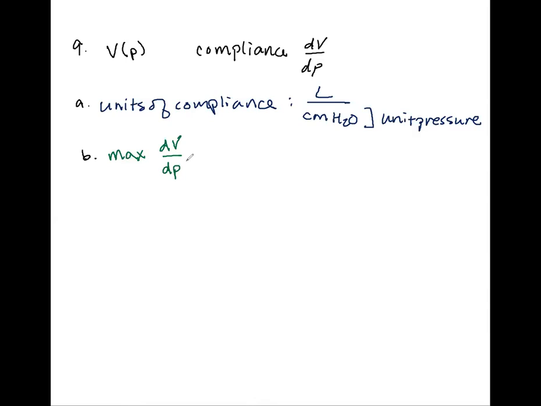One over 30. Keep in mind that we're not just dividing volume by pressure. This is going to be some sort of a curve, and we're looking at the tangent line to that curve. Once it's getting close to its maximum, the tangent line is going to be approaching 0. So 1 over 30 is not going to be our strat.